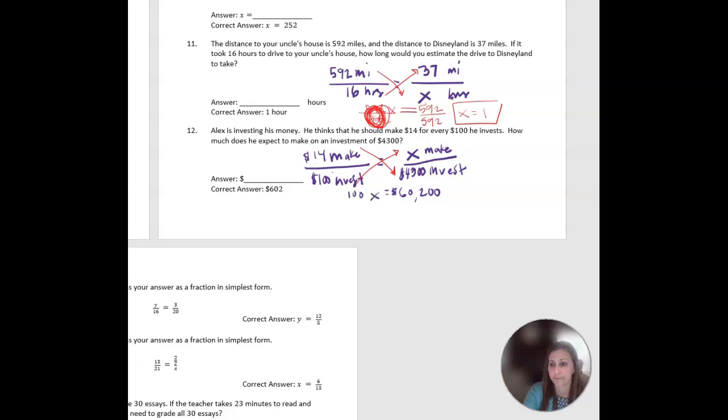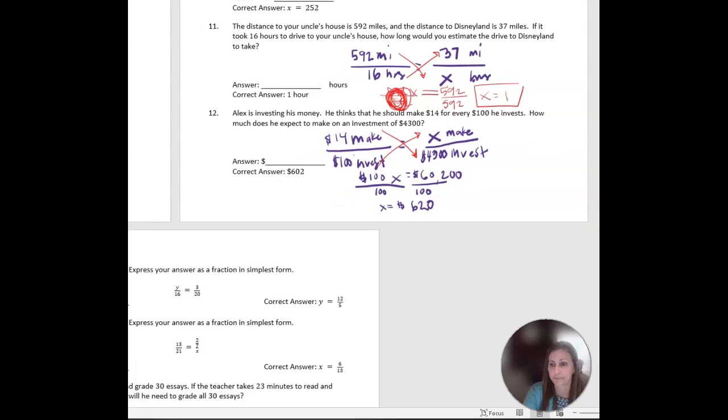We're talking about money here. And you're getting rid of the 100. You want to solve for x. The opposite of multiplying by 100 is dividing by 100. This is going to move the decimal 2 places to the left. There are several ways to think about that, but the answer is $620. $620 is how much he should expect to make on an investment of $4,300.